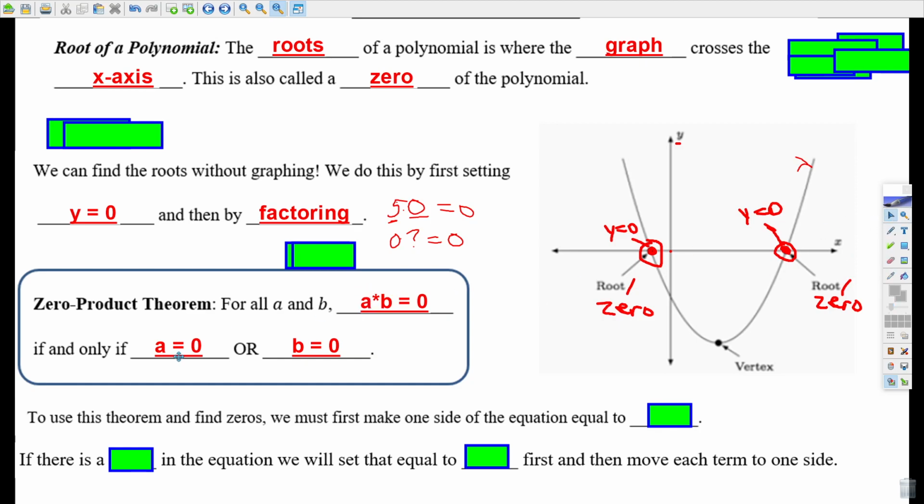So when we do these problems, to use this theorem and find the zeros, we have to first make one side of the equation equal to 0. So we're going to have an equation like this. And again, if there's a y in the equation, we have to set that equal to 0 first, and then we'll move each term to one side. So all the terms that we're given, we're going to have all on one side, and the other side will be equal to 0, so we have something like this. Then we can apply this rule. And again, if there's a y in there, we know the y value is going to be 0, so we're going to change it to 0.